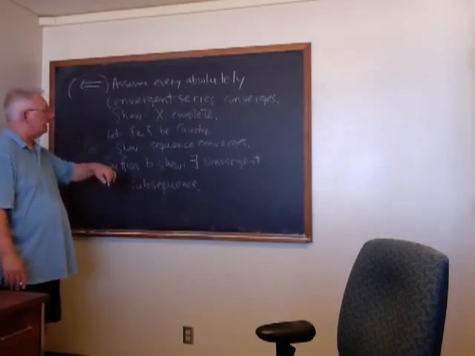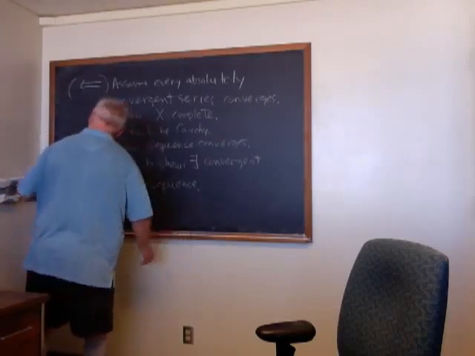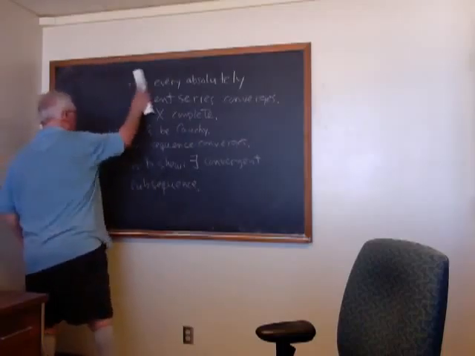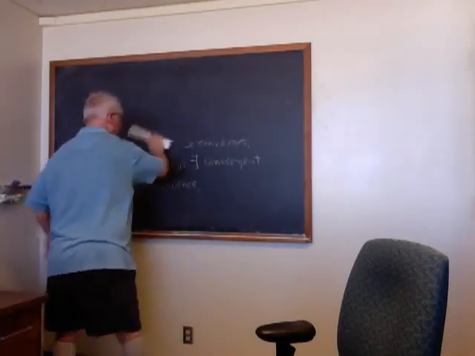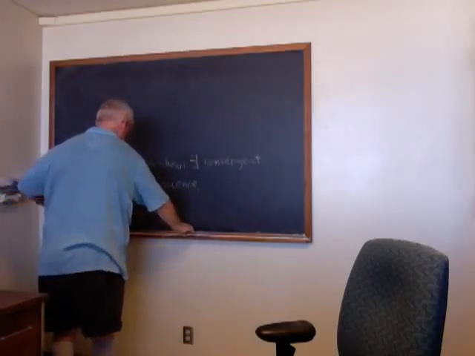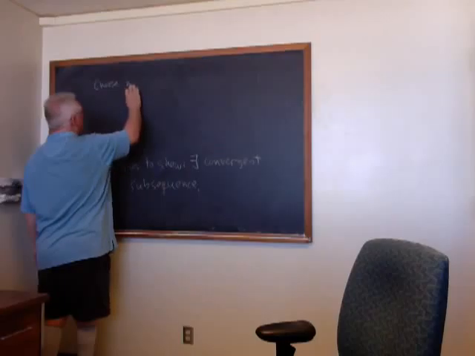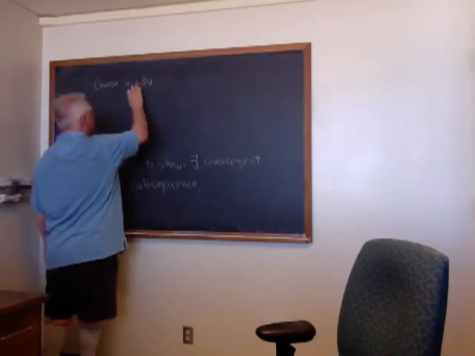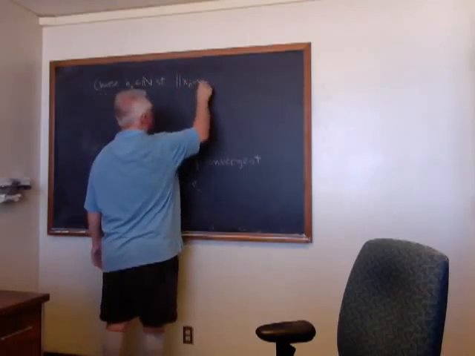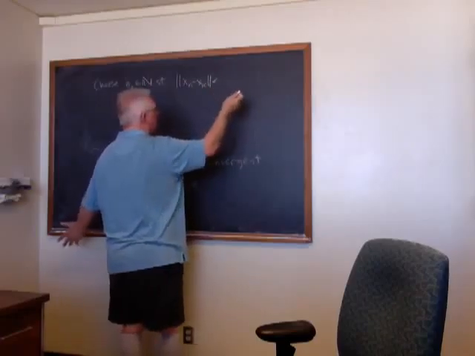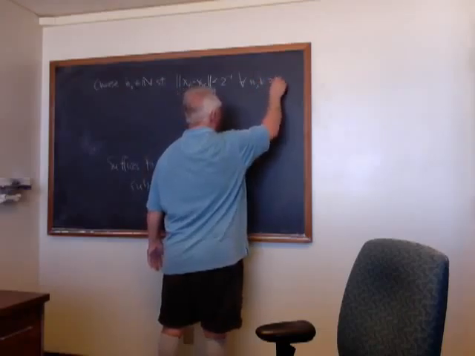To do this, I'll have to apply the Cauchy condition to the sequence, but I'll have to do it infinitely often. Let's start. First, I choose an n_1 in the natural numbers such that the norm of x_n minus x_k is less than 2^(-1) for all n, k greater than or equal to n_1.